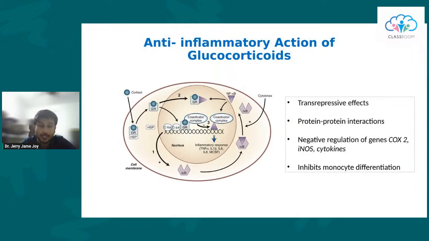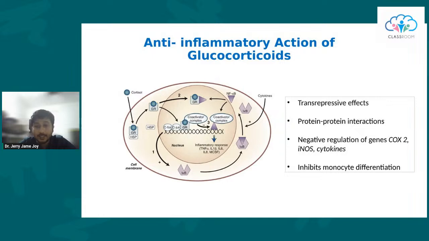So inflammatory action is suppressed. The other mechanism is protein-protein interaction. That is the glucocorticoid receptor and the steroid complex can bind to the NFKB, the transcriptional proteins, and hence the transcription and translation of the NFKB is inhibited.